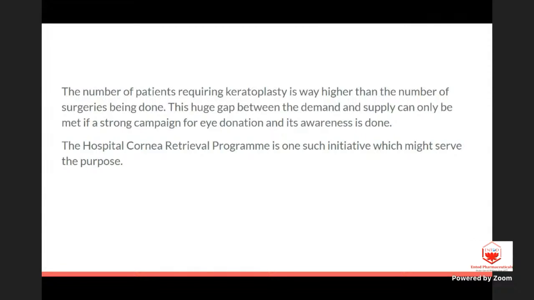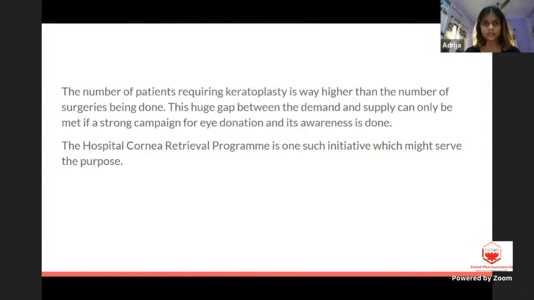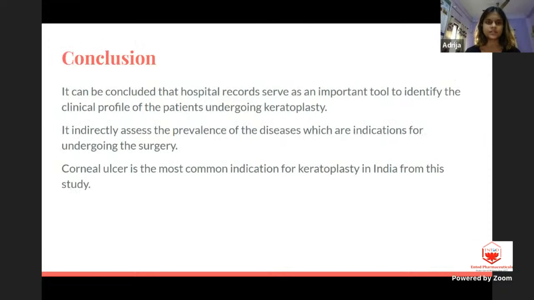The number of patients requiring keratoplasty is way higher than the number of surgeries being done. This huge gap between the demand and supply can only be met if there is a strong campaign for eye donation and its awareness. The hospital cornea retrieval program is one such initiative which might serve the purpose of increasing the cornea available for transplantation and thereby reducing the burden of corneal blindness.